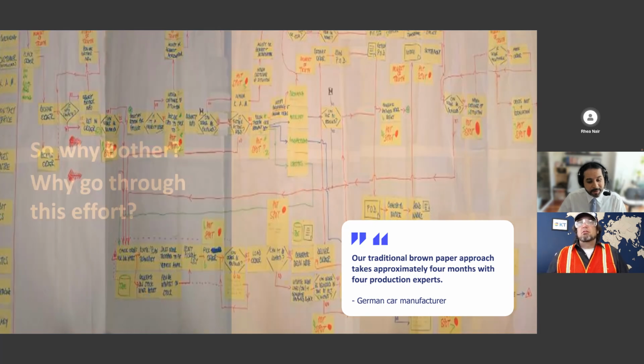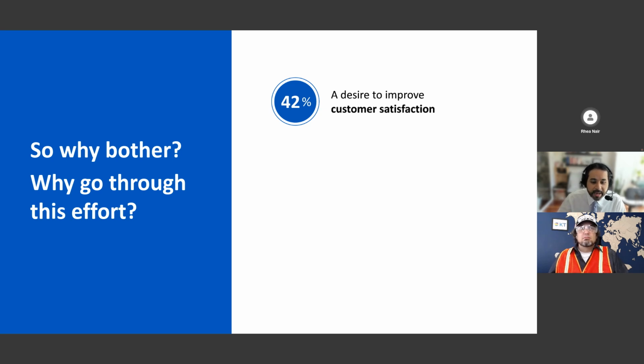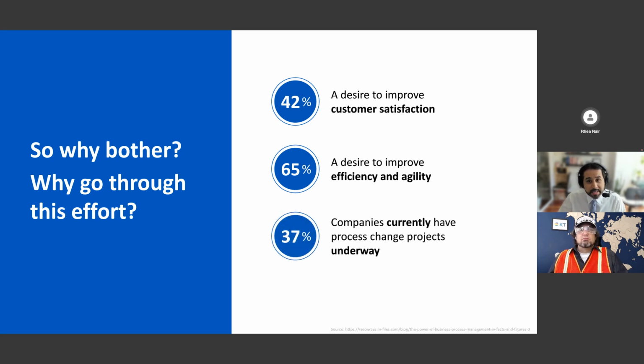Well, looking at process and trying to improve it is one of the things that we do all the time. 42% of people that we surveyed said that when you're trying to work on process optimization, they're doing so because of a drive towards customer satisfaction. The others said that it was a desire to improve efficiency and agility. Regardless of your goals, I think all of them are really good and will contribute to a growing business. Of the companies that had process change projects underway, 37% are currently in process optimization projects through the pandemic, especially with all the digital transformation and other things that have been going on.